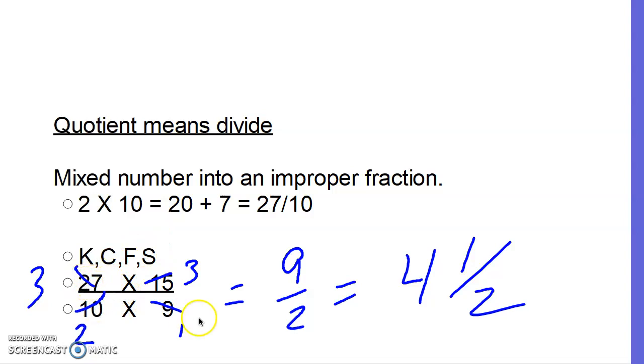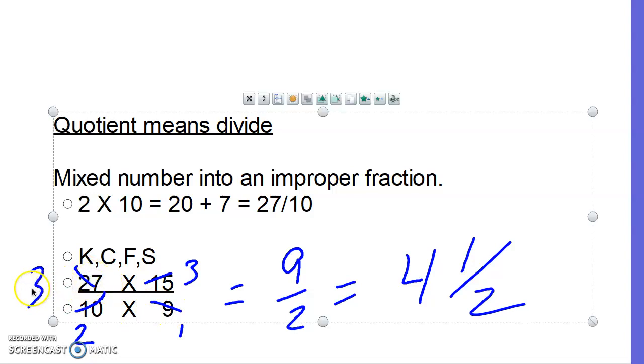So 27 and 9 can both be reduced, and we can divide them both by the number 9. And 27 divided by 9 is going to give us 3, and 9 divided by 9 is going to give us 1. Well, the 10 and the 15 can also be reduced by 5. So 10 divided by 5 is going to give us 2, and 15 divided by 5 is going to give us 3. When we multiply 3 times 3, which is what's left in our numerators, we have 9. And when we multiply 2 times 1, which is what's left in our denominator, we have 2.